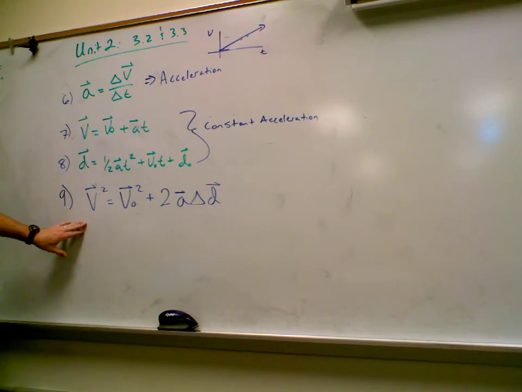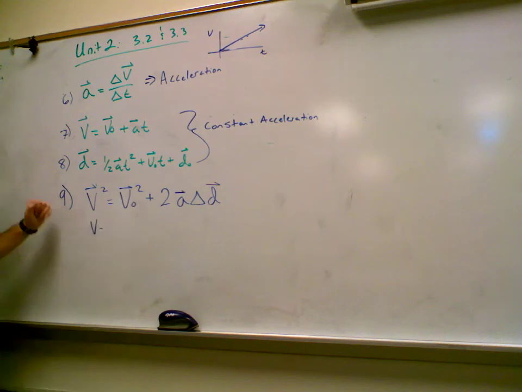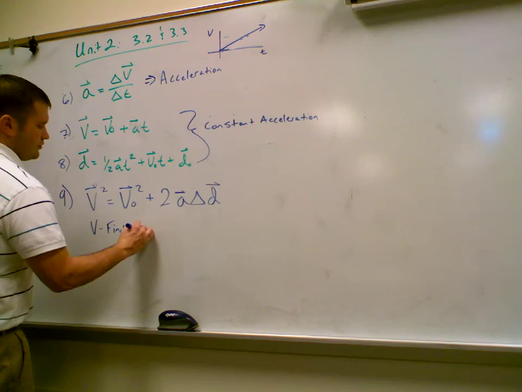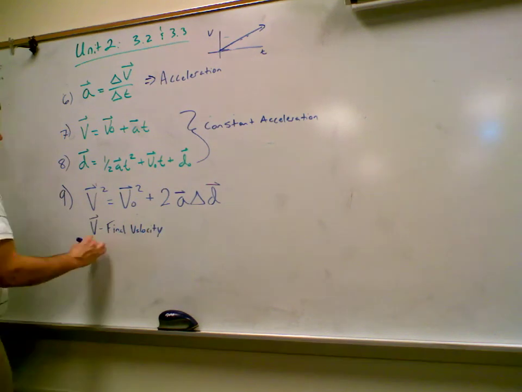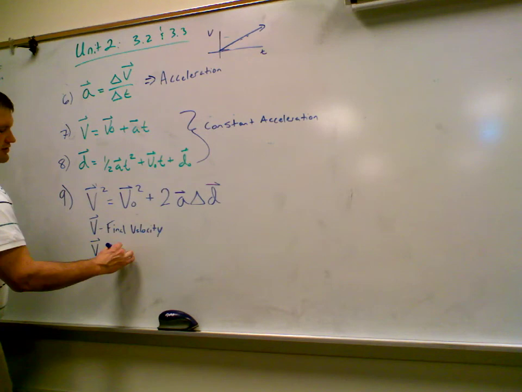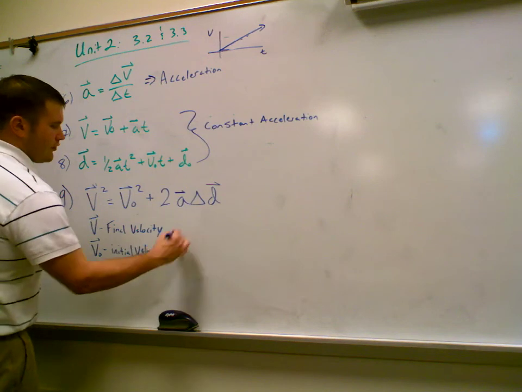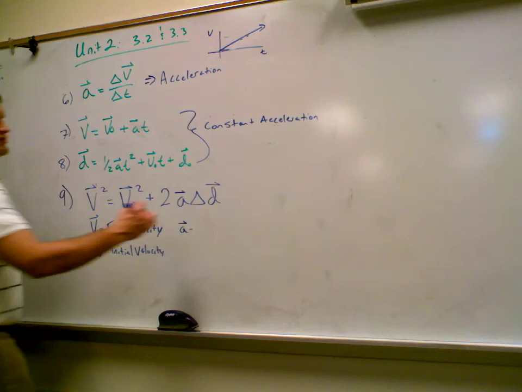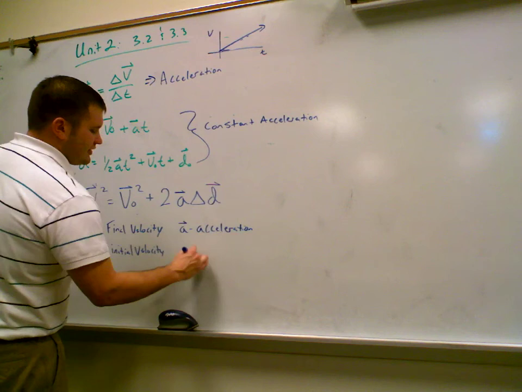What is this v? Velocity squared. It is velocity squared, but what velocity is it? The final velocity. Right? What is v naught? Initial velocity. What is a? Acceleration. What is delta d?